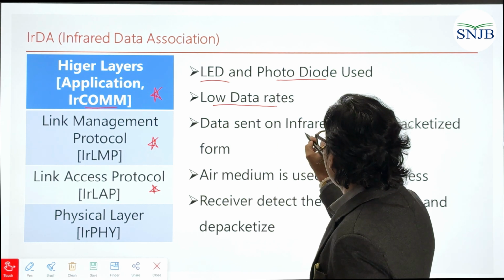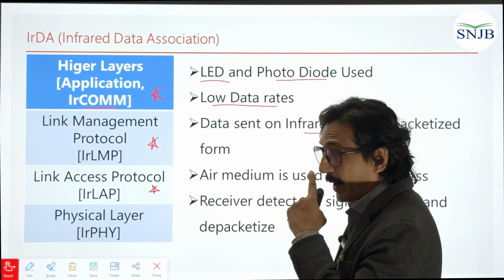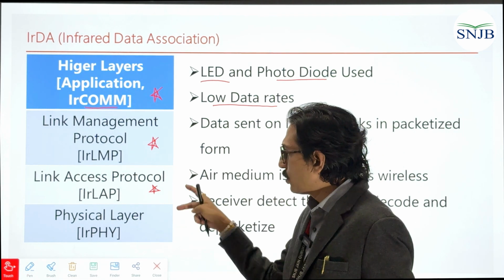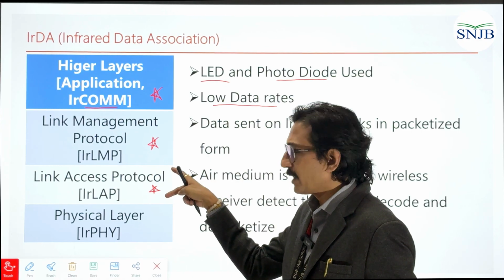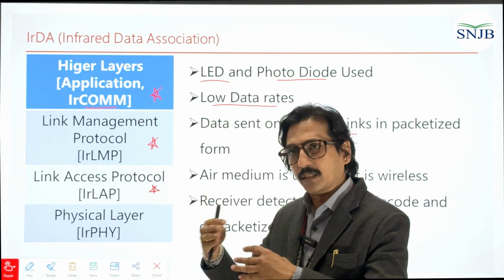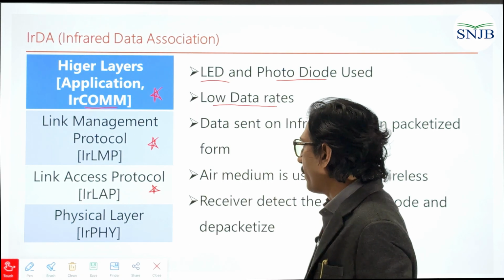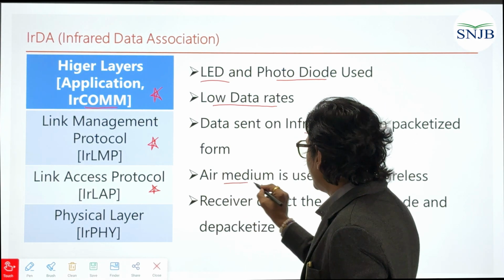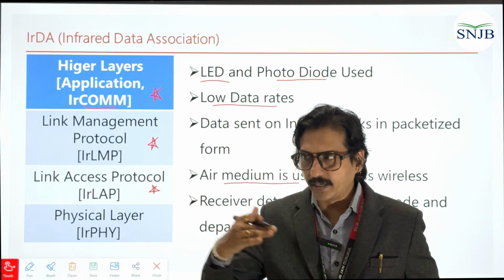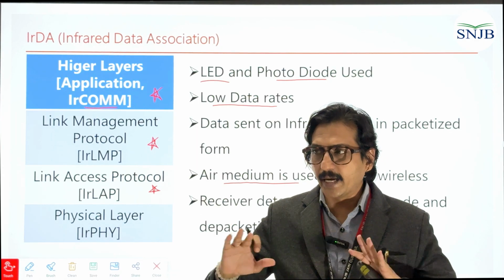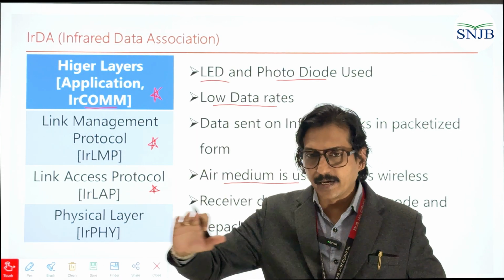Data is sent on the infrared links in a packetized format. So the function of the link access protocol here is converting our data into the packet format. Air is the medium which is utilized in between transmitter and receiver. There is no physical channel. Air is the only channel.